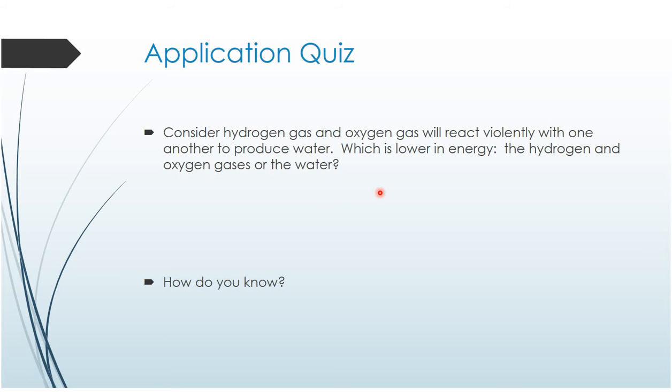Okay, so consider hydrogen gas, oxygen gas. They react violently to produce water. Which is lower in energy, the hydrogen and oxygen gases, or the water? So go ahead and hit pause here. Consider this. Because we know the hydrogen and oxygen have the potential to react, they actually will almost explode together. It's really interesting. These have a really high potential energy. They have a lot of energy stored in bonds. Water, on the other hand, thankfully, is not explosive because our body is 60% water. So it does not have the same potential to react violently. So technically the water is going to be lower in energy, just because of how it reacted.